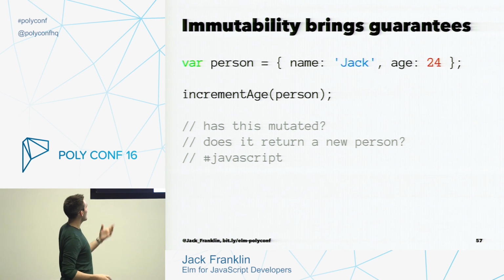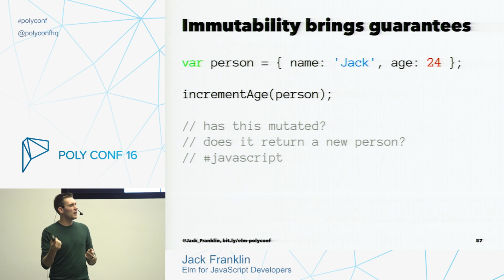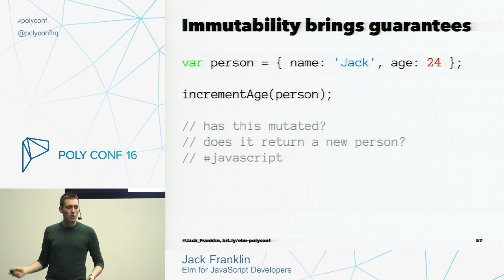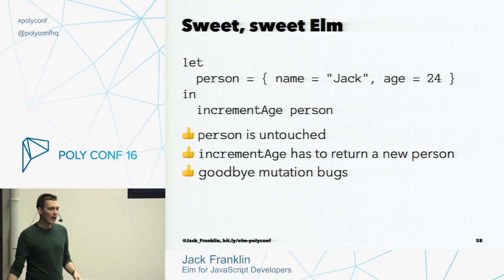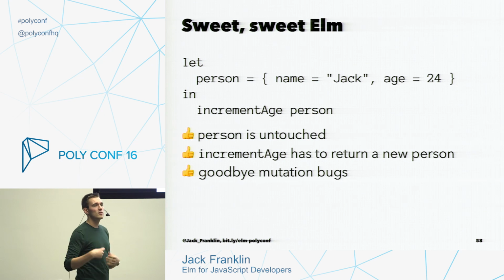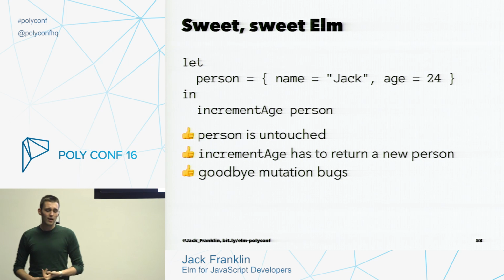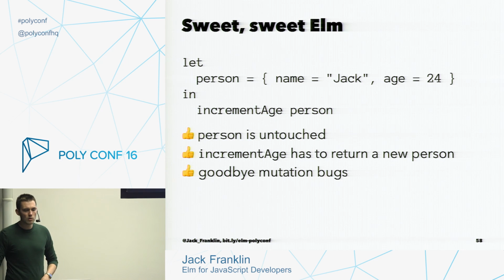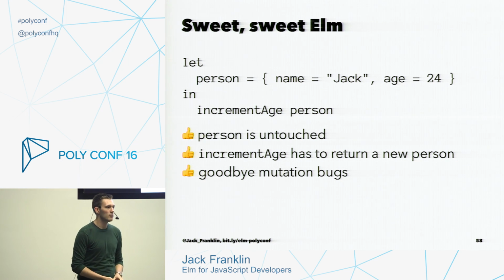So here, if I have this person object and I call increment age on it, I don't actually know what's going to happen. Does increment age return a new person? Does it modify what I passed in? I have no idea what happens to that person once it's inside that function. In lovely Elmland, though, it's impossible for that to happen because nothing can be mutated. So I know that increment age isn't going to mess with the record I give it. I know that it has to return a new record because it can't mutate the original. And we get rid of a whole class of mutation bugs that are a real pain to track down in JavaScript land.